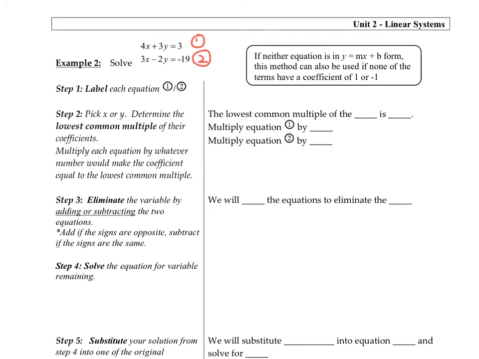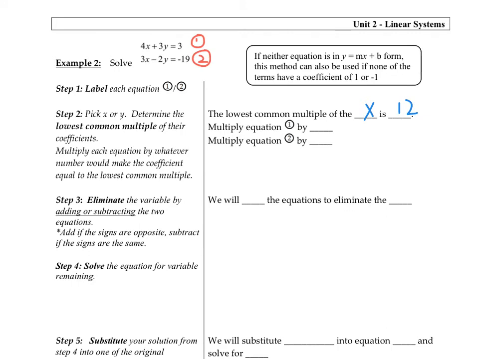Let's say we want to isolate x this time. If I look at 4 and 3, I have to ask myself, what is the lowest common multiple of 4 and 3? It doesn't always have to be the lowest common multiple. Technically, the shortcut, just like you find a common denominator, 4 times 3 is 12. So my common multiple is 12, which in this case is also the lowest one.